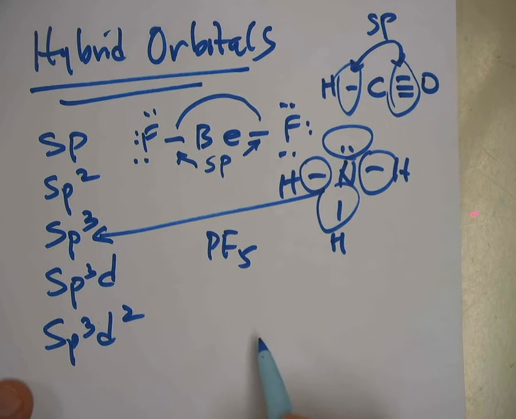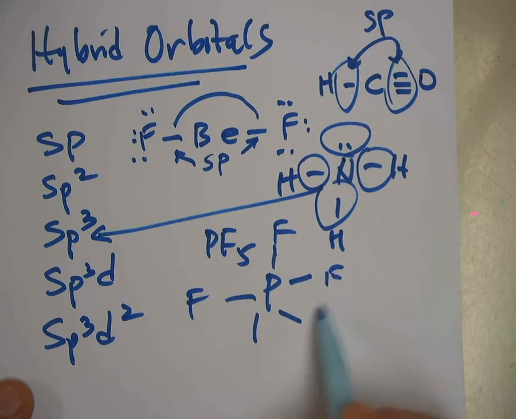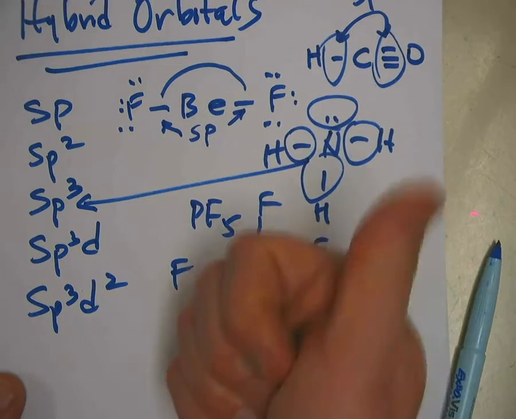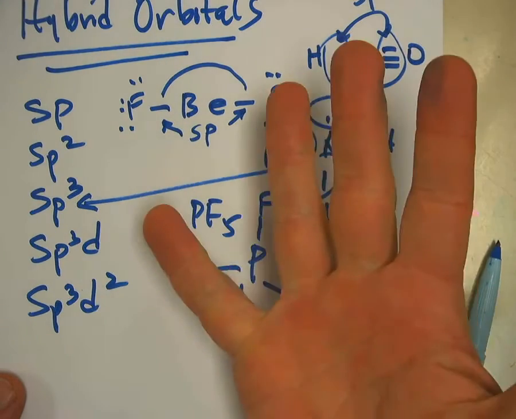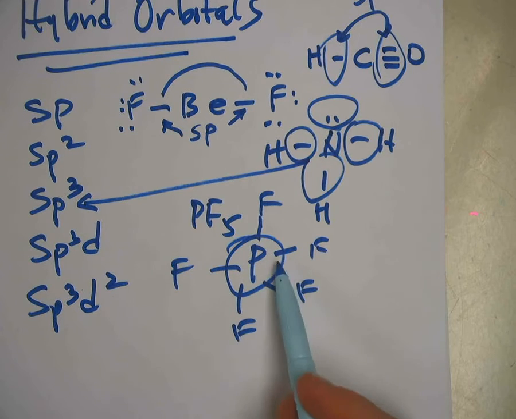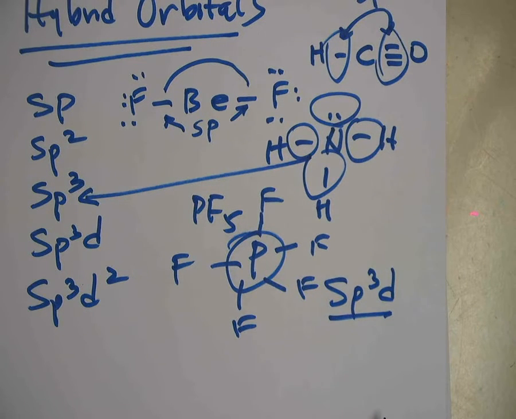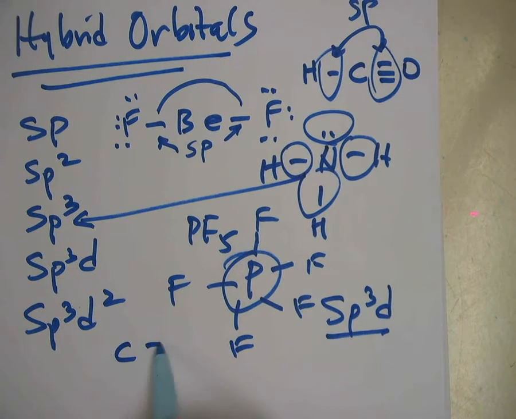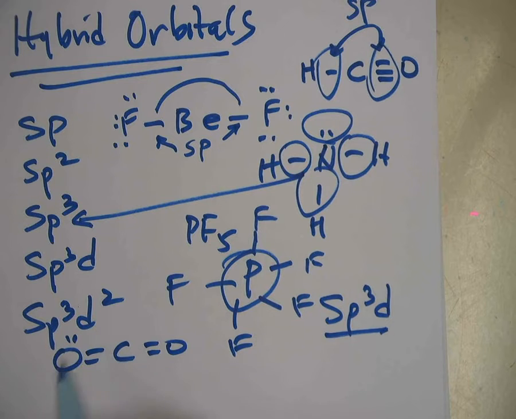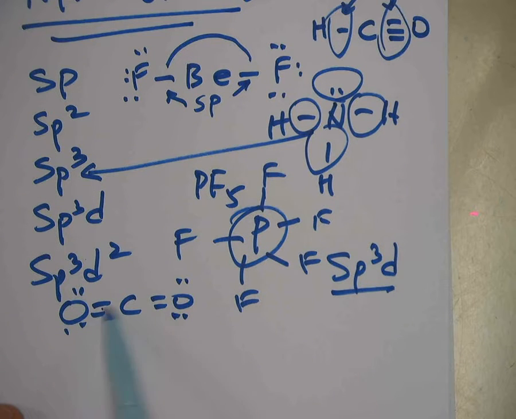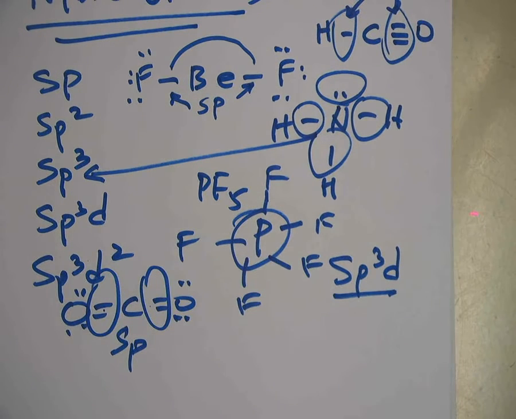PF5 that we had just a little while ago? Remember 1, 2, 3, 4, 5 fluorines around the phosphorus? Now you got to count it S, P, P, P, D. This would be sp3d hybridized. Okay? How about if it's got a multiple bond? Like, well, I had one up here, but let's say it's carbon dioxide like this. This would be sp hybridized because there's only 2 domains of electrons around there. 2 areas of bonding or non-bonding.